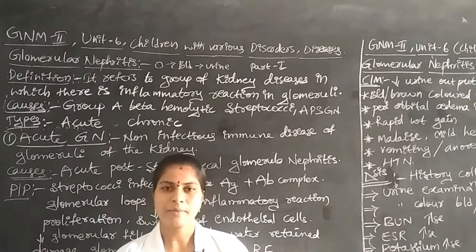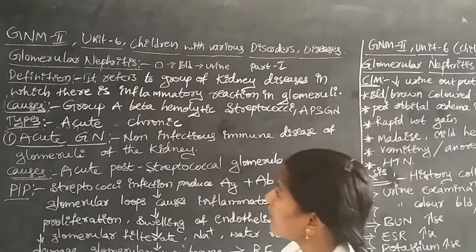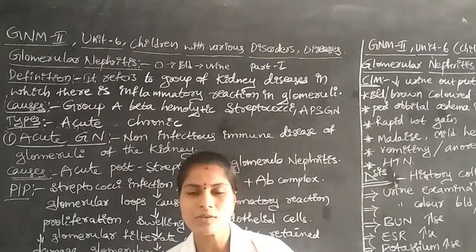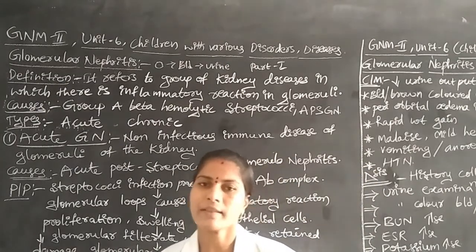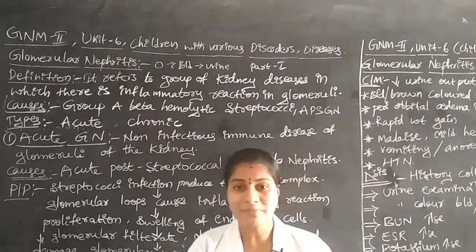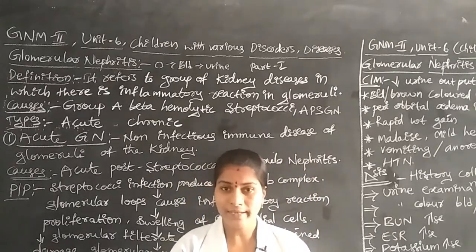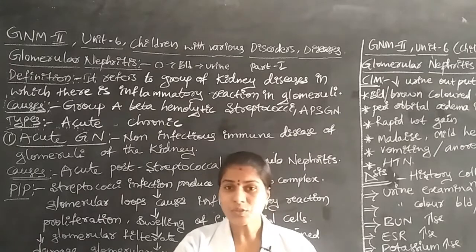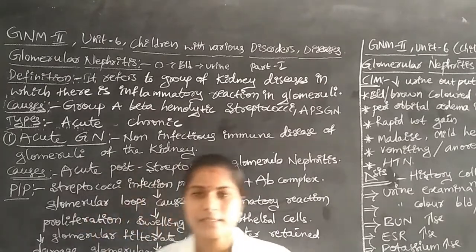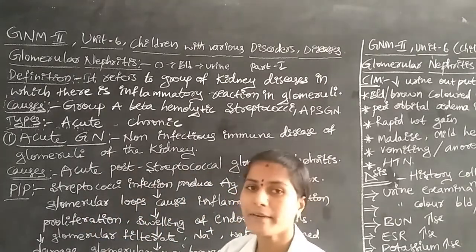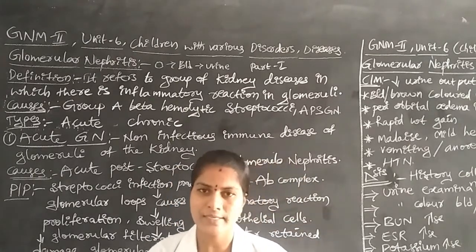Next we are going to discuss the definition of glomerular nephritis. Glomerular nephritis is a group of kidney inflammatory conditions. In the kidney, a group of diseases or symptoms occurs due to an infection or microorganisms, and due to that the disease may be affected. Mainly the glomerulus is affected by infection. That condition we call glomerular nephritis.